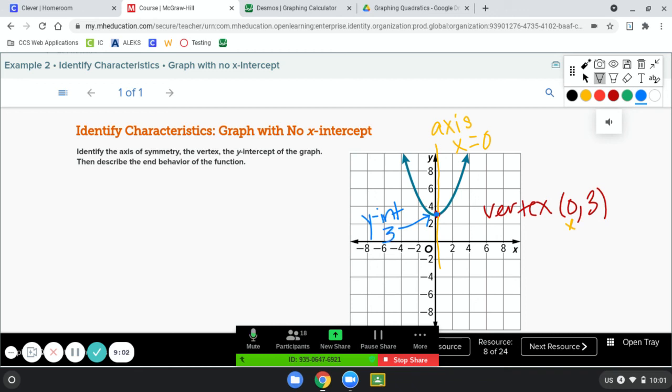And then the end behavior for this particular one, as the x values go up, so as we move to 2, 3, and 4, we notice that our graph is going up for the y values. Same thing to the left. As we go down, -2, -4, -6, we notice that the y values go up, 4, 6, and 8. So this one is going to be increasing y values.